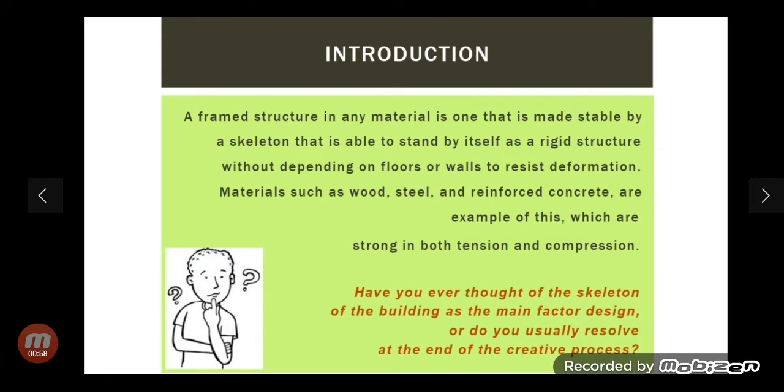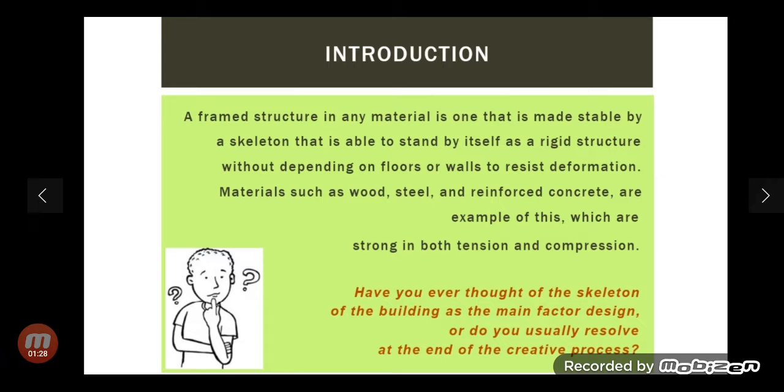So, as an intro, a framed structure in any material is one that is made stable by a skeleton that is able to stand by itself as a rigid structure without depending on floors or walls to resist deformation. Materials such as wood, steel, and reinforced concrete are examples of this, which are strong in both tension and compression.